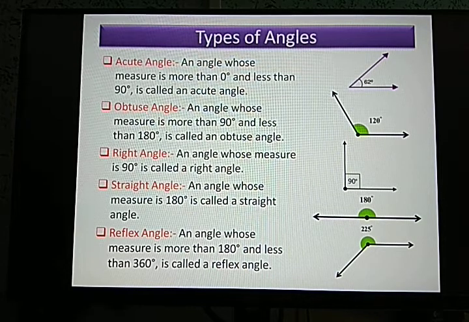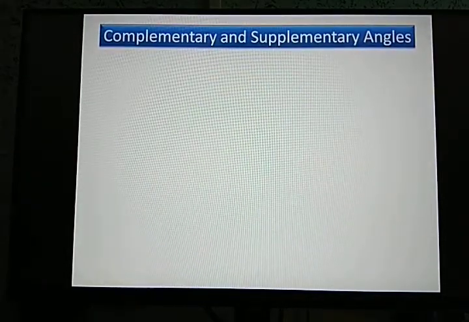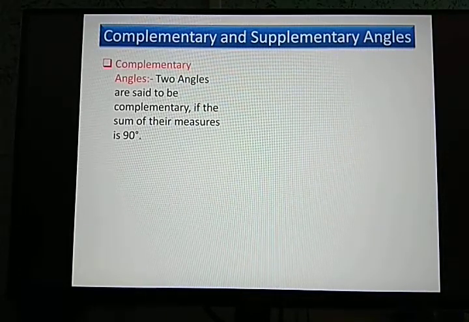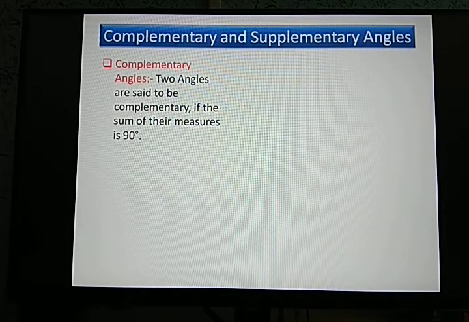Now next, let us move on to the next slide. That is complementary and supplementary angles. Now, when a pair of angles is given to us, depending upon the sum of their measurements, we can classify them into these two types, that is complementary and supplementary angles. So let us see the definition. First is complementary angles. Two angles are said to be complementary if the sum of their measures is 90 degree. Means if a pair of angles is given to us and their sum comes out to be 90 degree, then we can say them to be complementary angles.